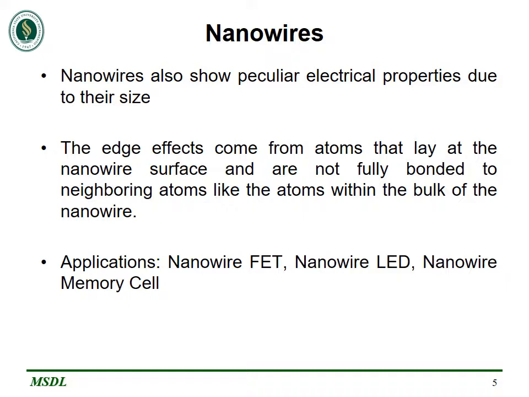As the nanowire shrinks in size, the surface atoms become more numerous compared to the atoms within the nanowire, and the edge effect becomes more important. There are some applications of nanowires, that is, nanowires can be used as nanowire FETs, nanowire LEDs, and can be used for memory cells also.